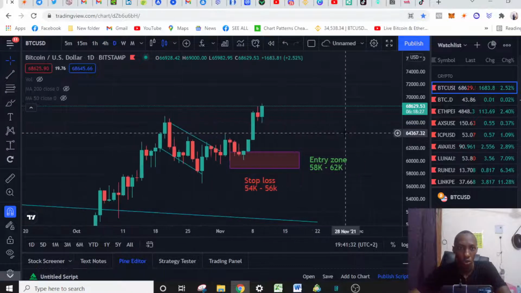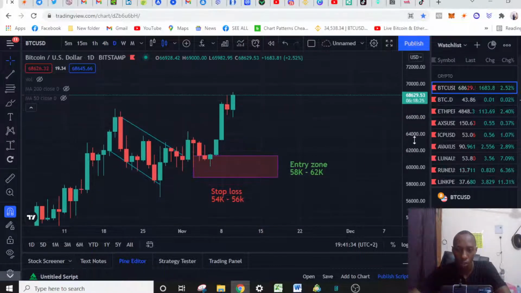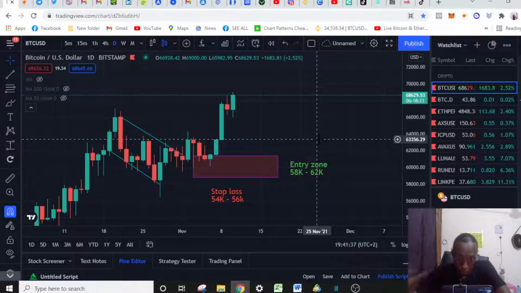So let me just take you through TradingView. If you don't have TradingView, I hope you guys have TradingView.